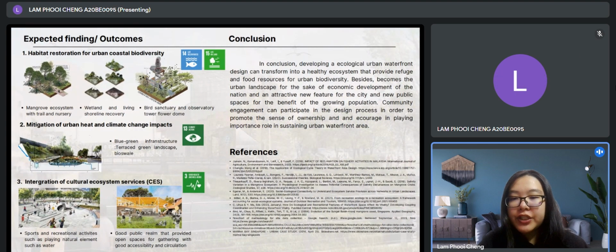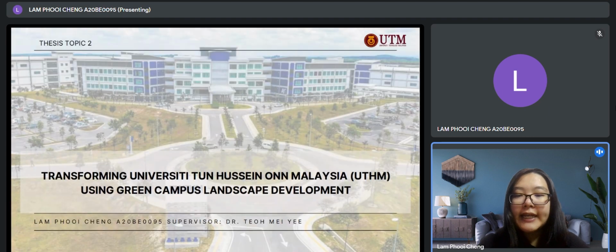The design expected outcome for habitat restoration includes the mangrove forest and trails, wetland system, and living shoreline. Blue-green infrastructure, such as the terraced green landscape, can mitigate climate change. Natural recreational activity that plays with water and public realm enhances CES. In conclusion, developing an ecological urban waterfront design can transform A20BE0095 into ecosystem balancing, urban growth, and living in Johor Bahru, Johor. My second thesis topic is transforming UTHM using green campus landscape development.